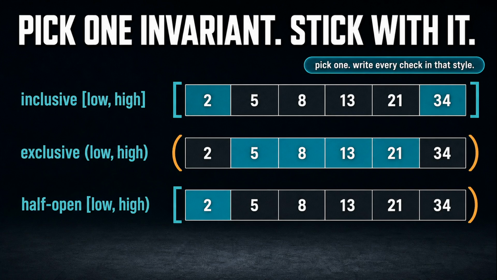So the rule is pick one before you write the loop and keep every boundary check, every range update, every termination condition in that same style. Right. Most of the time, half open is the easiest to reason about. But pick the one your team already uses.